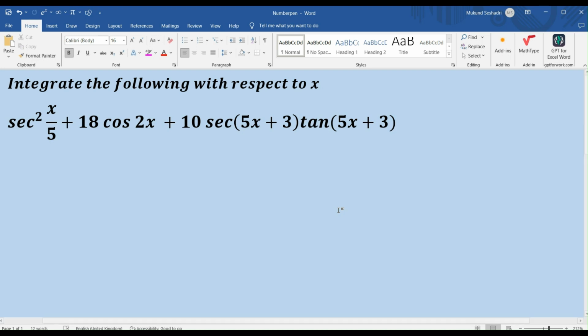So there we have the problem on our screen. Integrate the following with respect to x. We have secant square x by 5 plus 18 cos 2x plus 10 times secant of 5x plus 3 tan of 5x plus 3. Right?